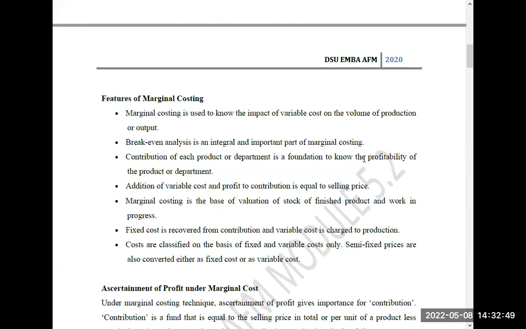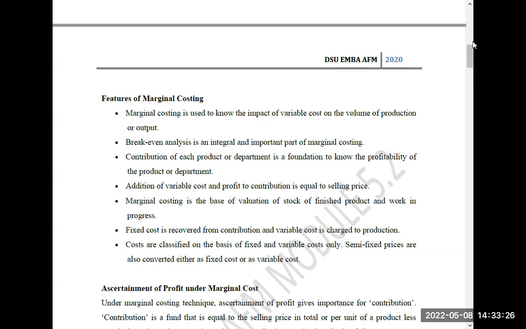Features of marginal costing: it is used to know the impact of variable cost on the volume of production. If I increase the number of units produced, what is going to be the increase in profit? If I increase 5 units, if I increase 50%, what is the change in the profit of the company? Then break-even analysis is possible, and it can be done as an integral part of this marginal costing. Okay, break-even analysis. What is break-even point? We can understand. And the contribution of each product or department is a foundation to know the profitability of the product. Contribution. What is contribution?